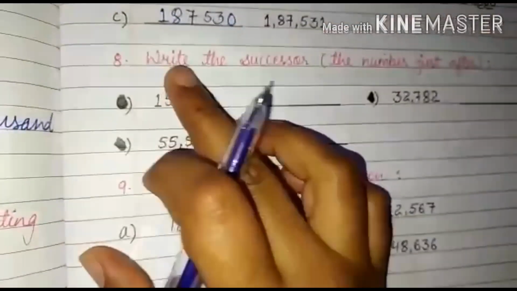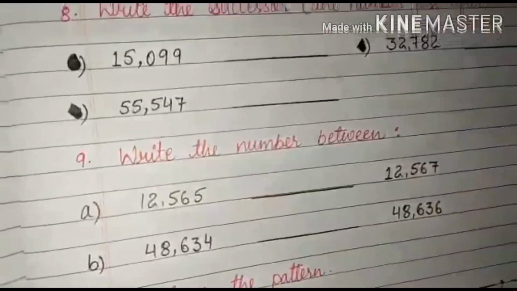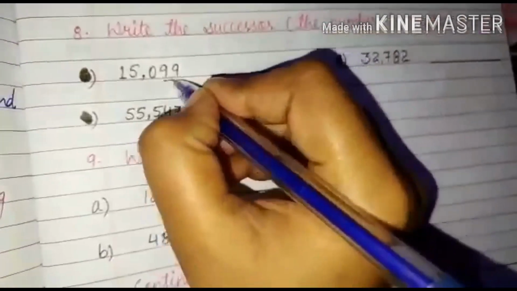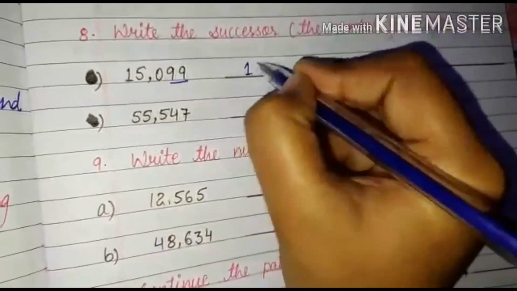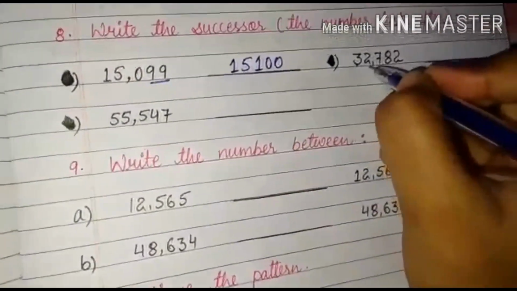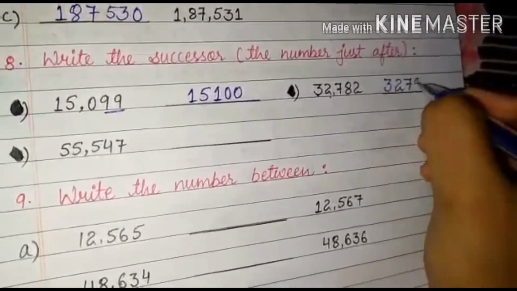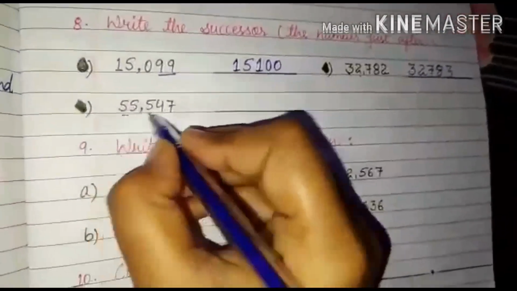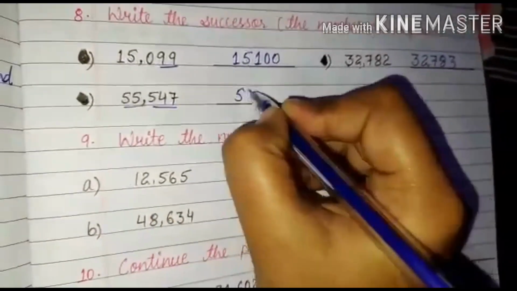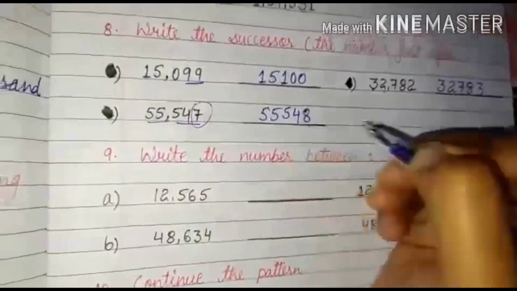Now the next question is write the successor. That means the number just after it. So it is also the way to write it. 99. After 99 what comes? 15,100. So easy, no? 32,782. So what comes after it? 32,783. What comes after this? After 55,547 we got 8.